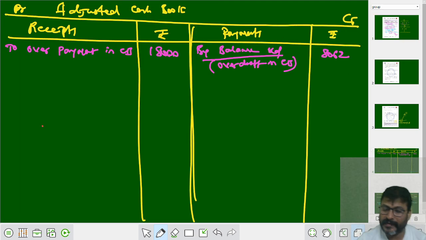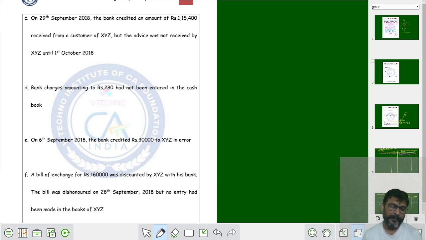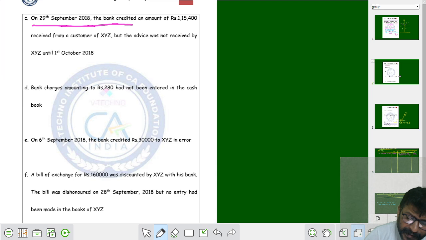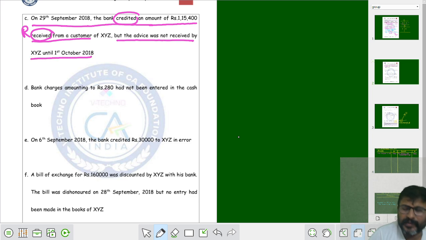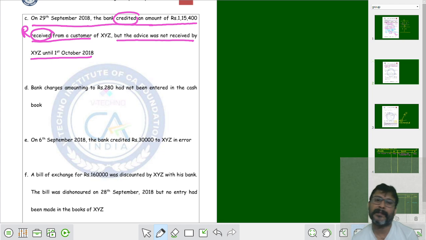Fine, my dear kids. Next, C point. On 29th September 2018, bank credited an amount of 1,15,400 received from a customer. But advice was not received until 1st October. What do you mean by that?